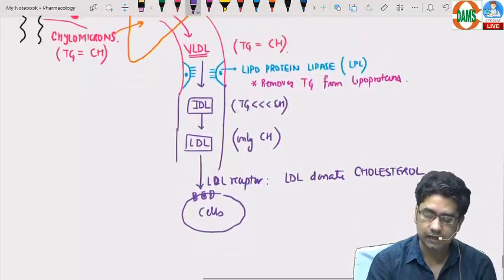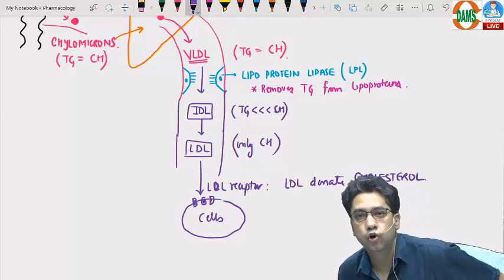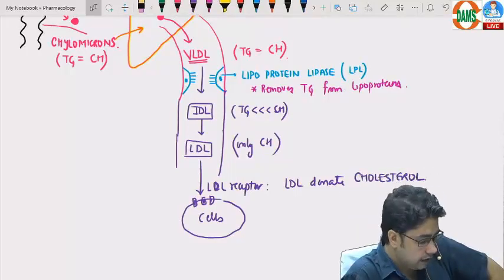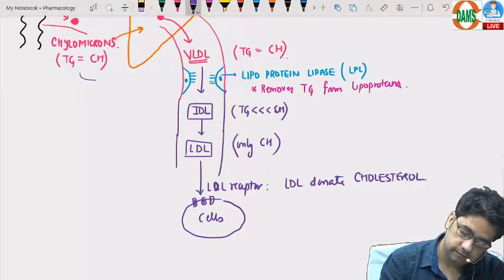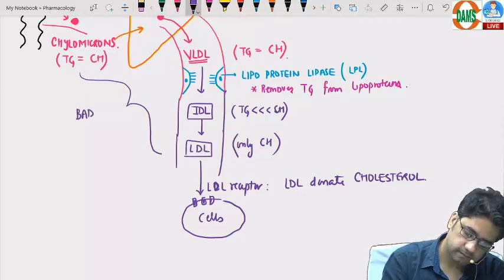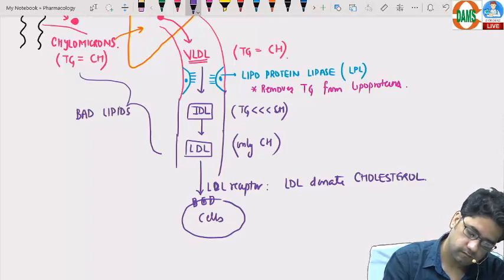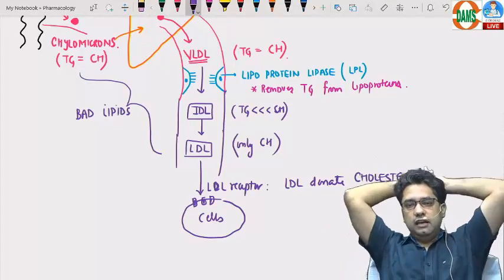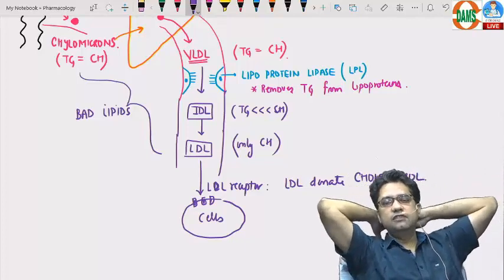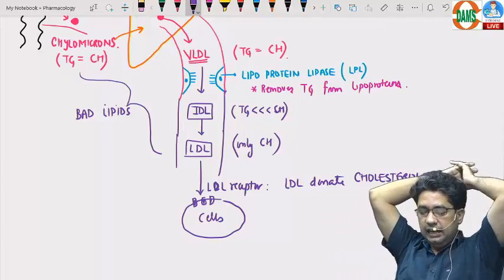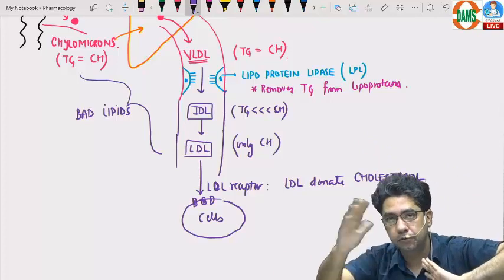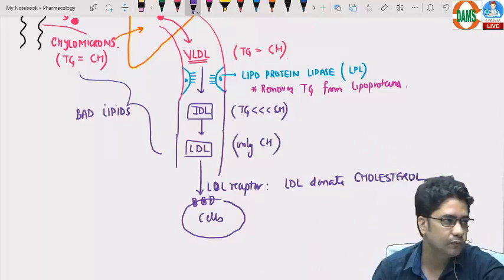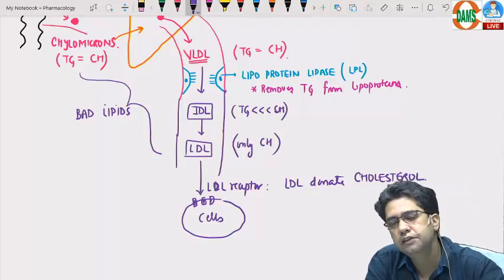So LDL is the main species which donates cholesterol. Now the point is, all these lipids we have written are bad lipids. Don't you think if the level of, let's say, LDL is very high in our body, then what will happen? Don't you think this cholesterol will be deposited in abnormal sites also? Let's say below the blood vessel only.